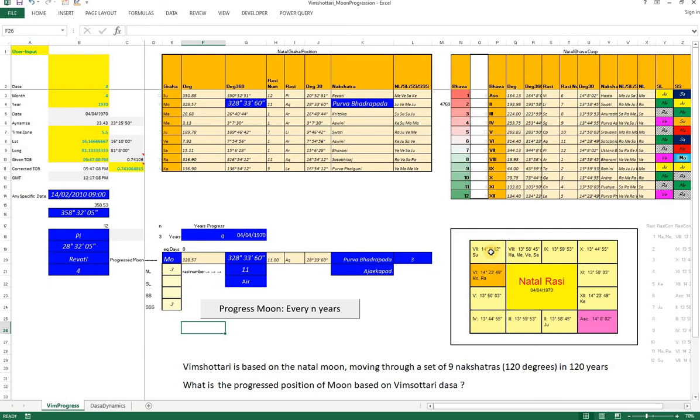This Excel file would be helpful to you in exactly noting down what degree the moon passes through, which Rasi it is passing through, and whether the sign is fire, earth, air or water. And hopefully this is useful to you for understanding Vimshottari progression.